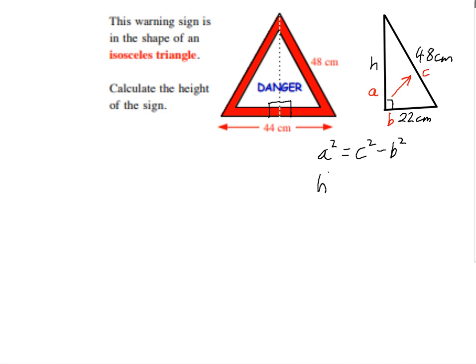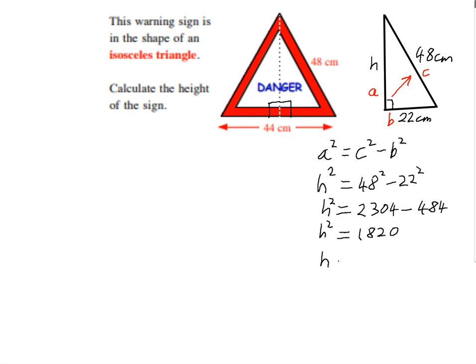Substitute in. H squared equals 48 squared minus 22 squared. You put them into your calculator, you get some pretty big numbers. 2,304 for 48 squared minus 484. Do that subtraction and it comes out at 1,820, and that is H squared.